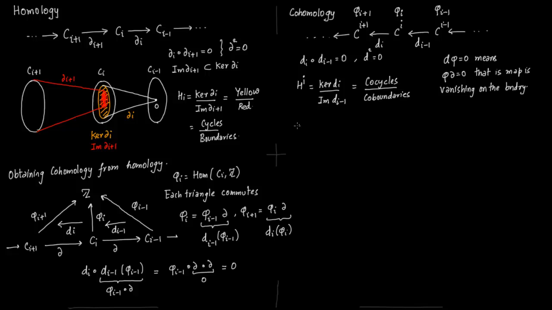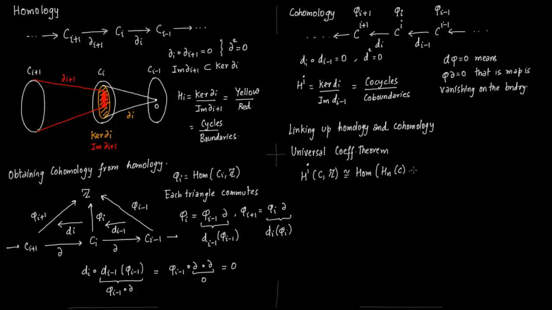Now we want to link up this homology and cohomology. Linking up homology and cohomology can be done via the universal coefficient theorem. So this universal coefficient theorem states that the cohomology of the chain complex you can represent as Hom of the homology groups to the integers, that is homomorphisms from homology groups to the integers, and you do a direct sum of it with Ext of the homology group one dimension down to the integers.